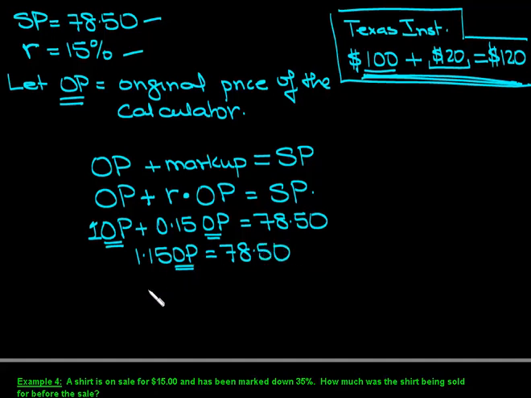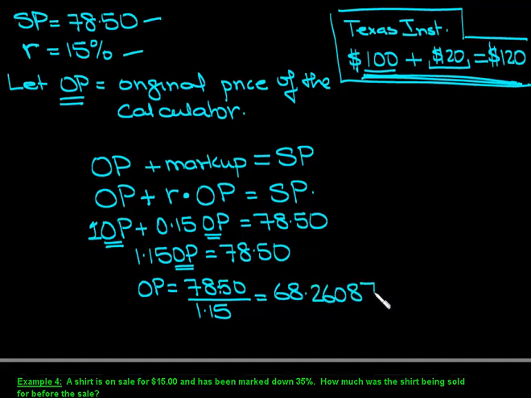I want to solve for the original price, so I divide both sides by 1.15, so I get OP is equal to 78.50 divided by 1.15. And if you do that on your calculators, you should end up with some value for it. In this case, it is 68.26087. Whenever you're doing word problems, it's a very good idea to round off your answers to 2 decimal places. So in this case, we'll just chop off here. This number is less than 5, so we don't need to round up.